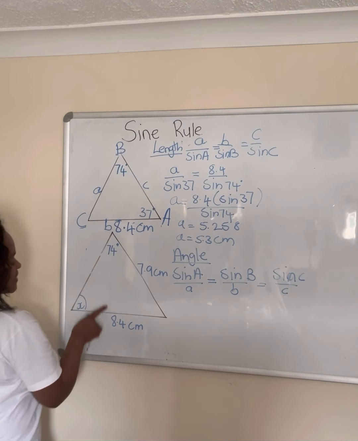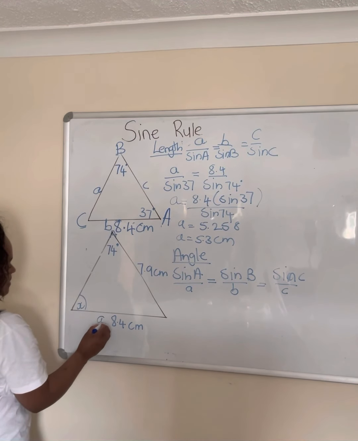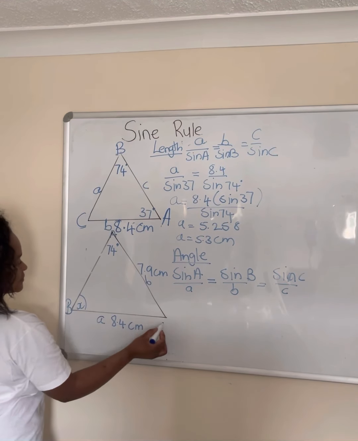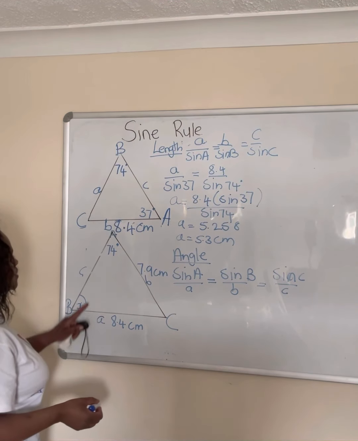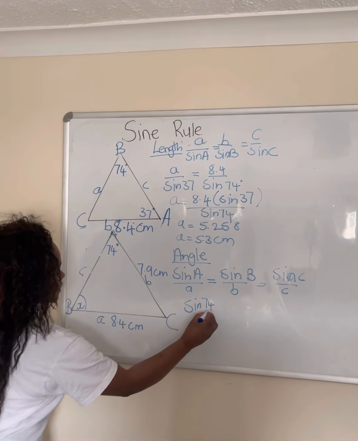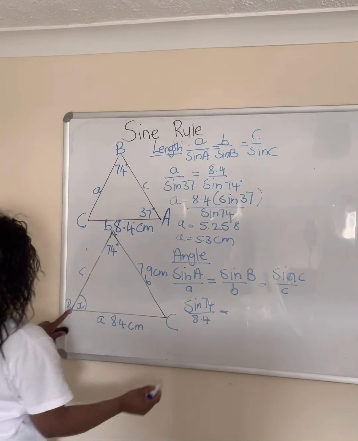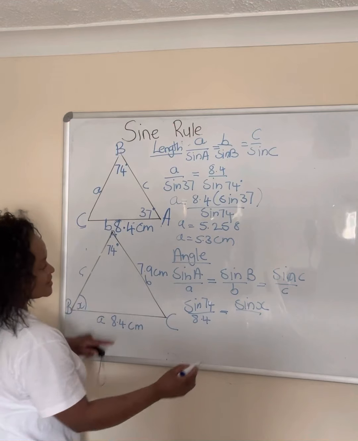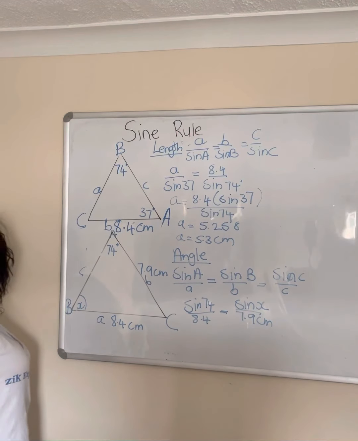So on here, I'm given this. I'll call this A, and that's my side A. B, and that's my side B. Angle C, and that's my side C. So I'm going to use A and B. Which means sine 74 over 8.4 centimeters is exactly as sine X, which I'm calculating, over the side 7.9 centimeters.